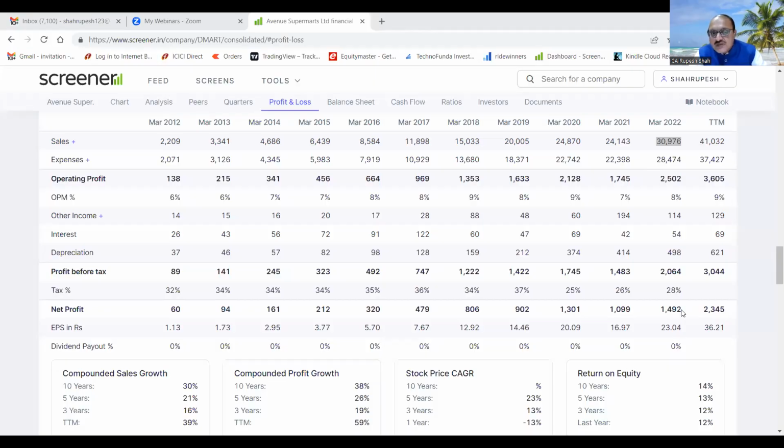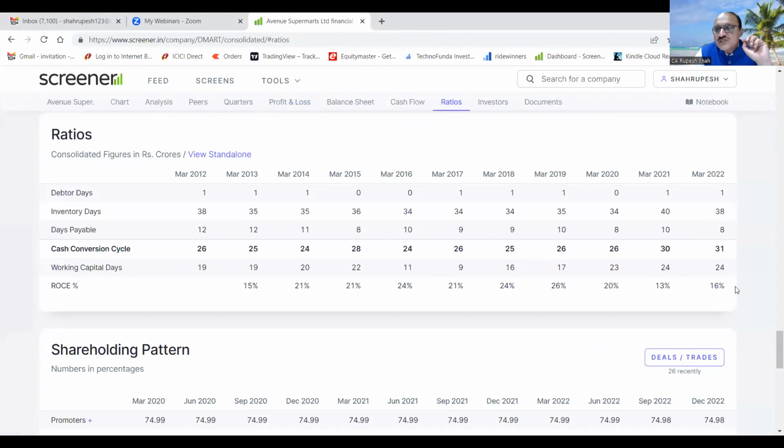Okay, let me share. I forgot to share this screen. See, the Avenue Supermart, their profit is 1492, their sale is 30,000. So roughly 4.9% is their margin. It is very less. Let us look at ROC. See, their ROC is 16%, which is very good. And I will come to that. It is possible. Since you have asked this, let us take this right now only, before the case study. Let us open the Excel.